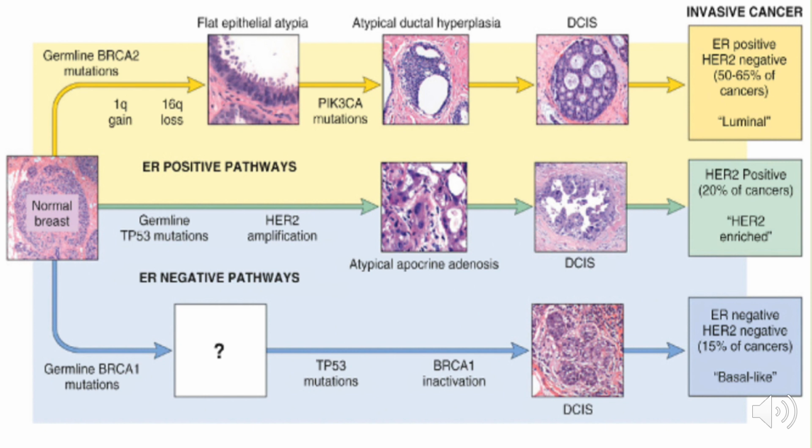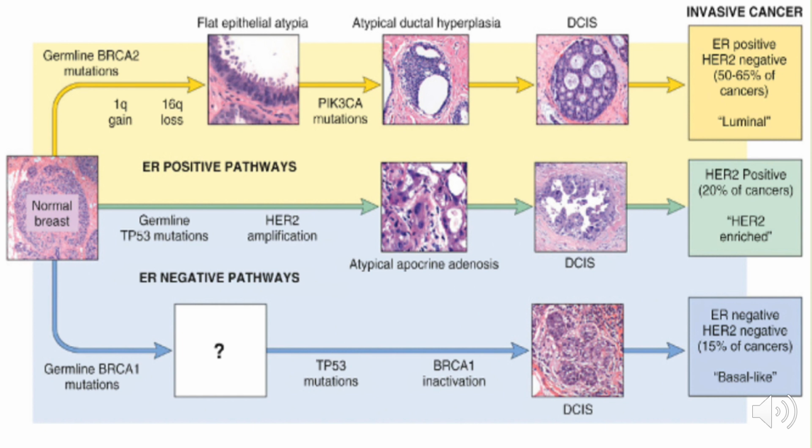Important genes involved in this pathway include PIK3CA. The second pathway, which is ER and HER2 positive, also involved HER2 and TP53. Again, precancerous lesions include apocrine metaplasia, atypical apocrine adenosis, apocrine DCIS, and then invasive malignancy. The last one, which is the triple negative, meaning it's negative for ER, PR, and HER2, likely involve TP53, BRCA gene, and result in a triple negative or basal-like phenotype.